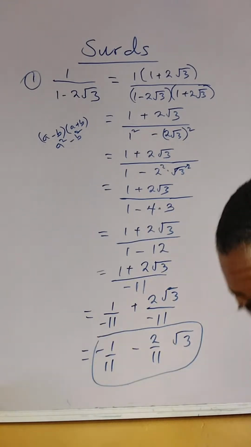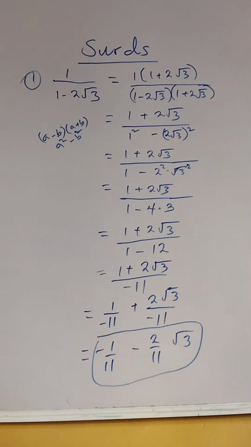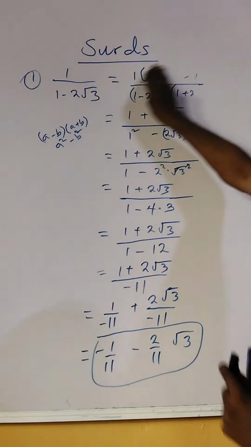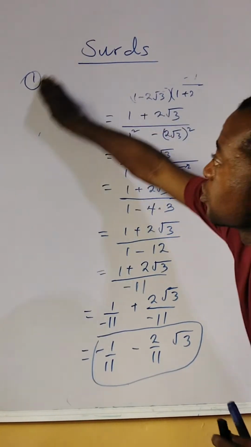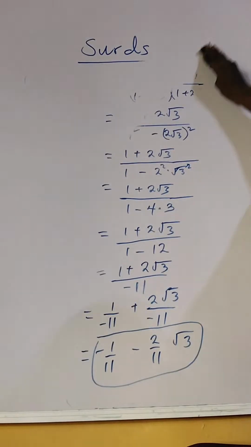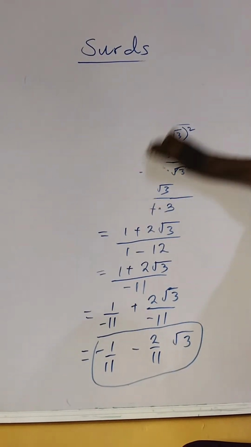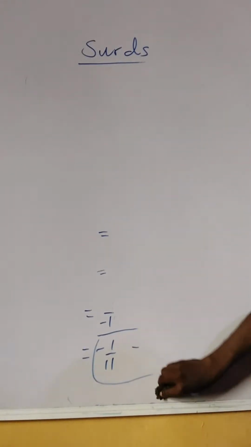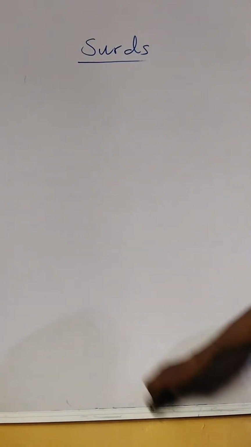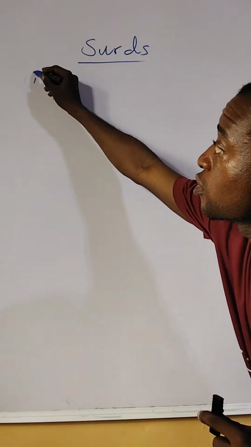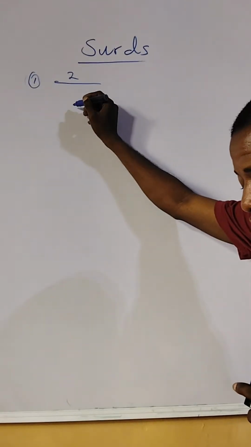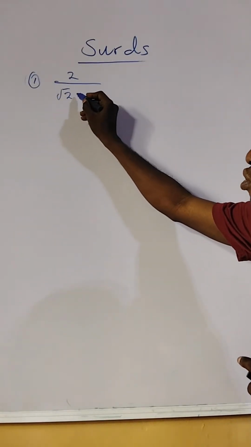Okay, now let's look at another one here, which will be number 2. We have 2 divided by root 2 plus root 5.